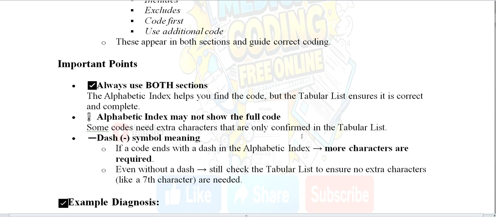So what is the important point? Always use both sections. The alphabetic index helps you find the code, but the tabular list ensures the code is correct and complete. The alphabetic index may not show the full code. Some codes need extra characters that are only confirmed in the tabular list. A dash symbol means that if your code ends with a dash in the alphabetic index, more characters are required. Even without a dash, still check the tabular list to ensure no extra characters, like the seventh character, are needed.